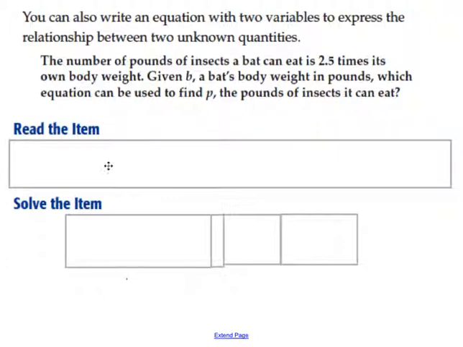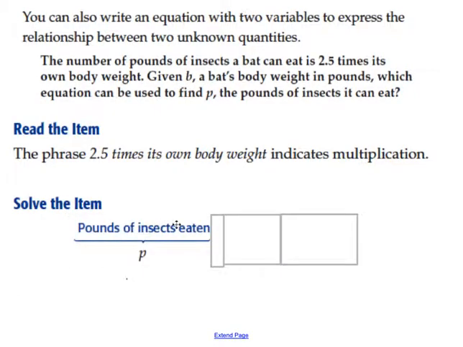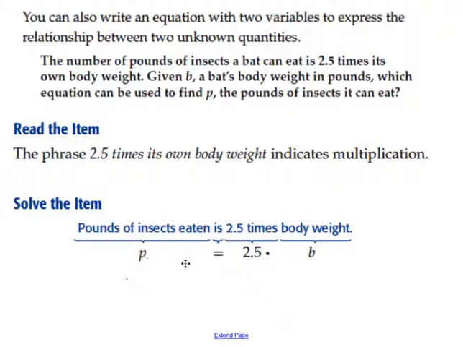Well, first we read through the problem like we just did, and we need to figure out the important phrases. So it says the phrase 2.5 times its own body weight tells us we're going to use multiplication. And we also have our variables already in here. P is the number of pounds, B is his body weight. So we can go ahead and write our equation. The pounds of insects he's going to eat is P. Is means equal to 2.5 times, so 2.5 times his body weight, B. So P equals 2.5B will be our equation.